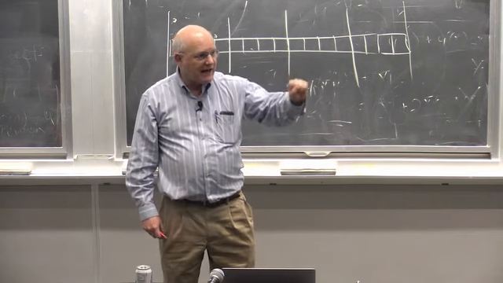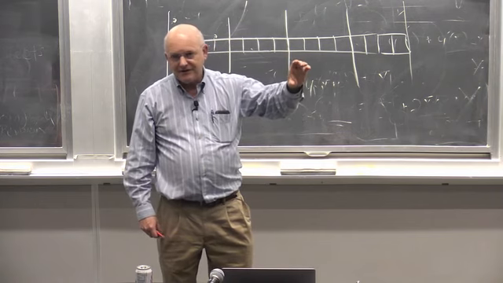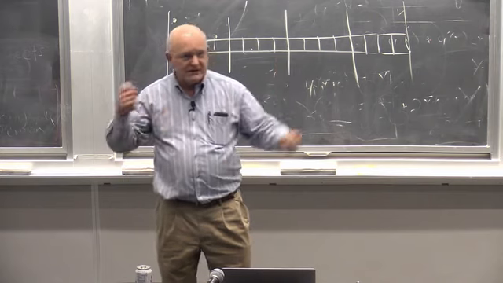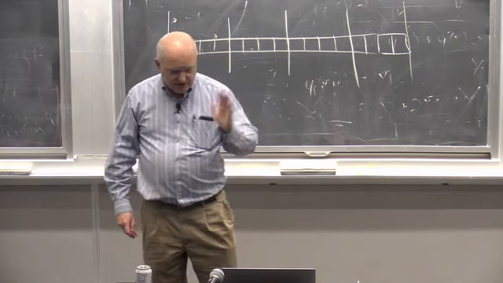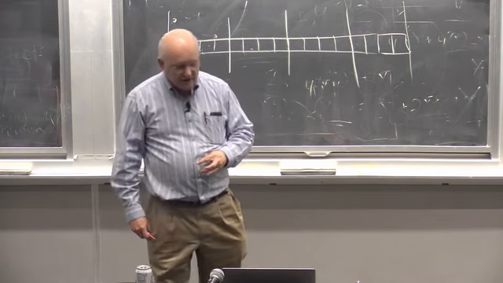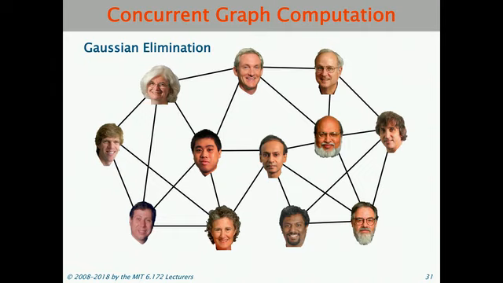You don't specify locks, you just say, this is a critical region. Don't interrupt me while I do this critical region. The system works everything out. Here's a good example of where it might be useful. Suppose we want to do a concurrent graph computation.